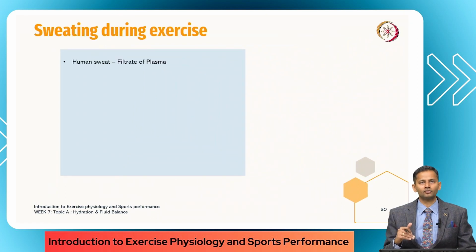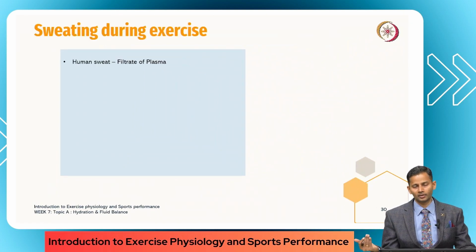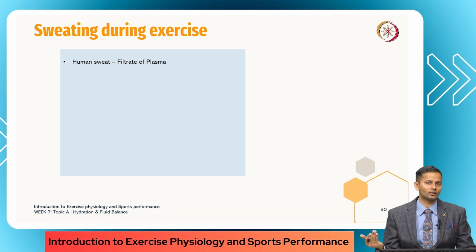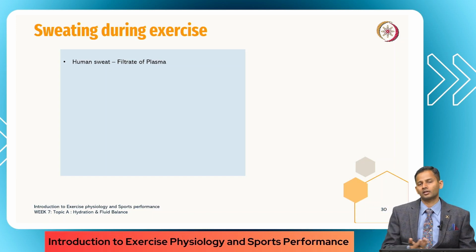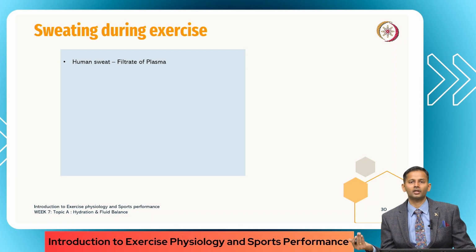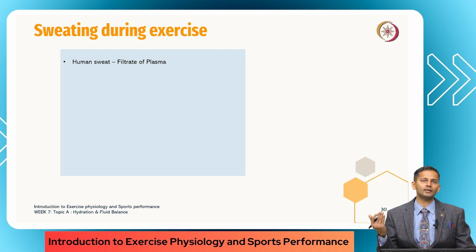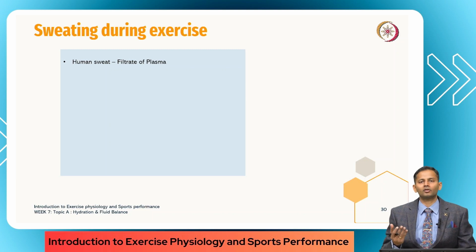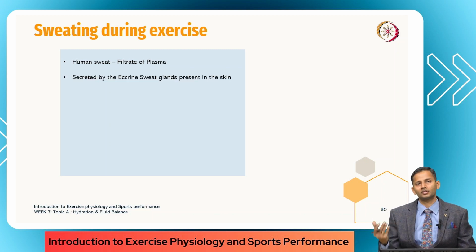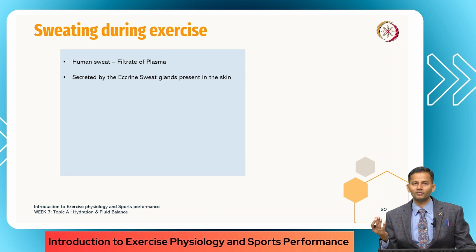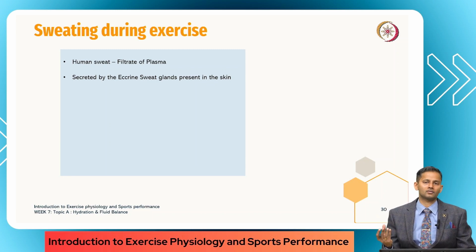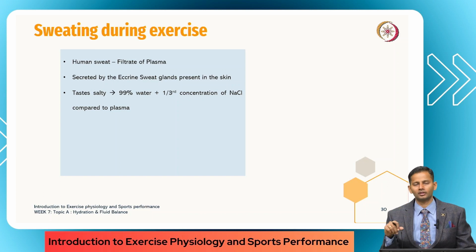Whereas the other aspect of electrolyte loss is through your sweat. So let's see how sweating contributes to this electrolyte balance during exercise. Human sweat is nothing but a filtrate of the plasma. Similar to urine, the sweat is also a filtrate of the plasma. This is happening at the level of specialized eccrine glands called sweat glands, which are located along the skin of the body. They are mostly concentrated on the forehead and on the palms.